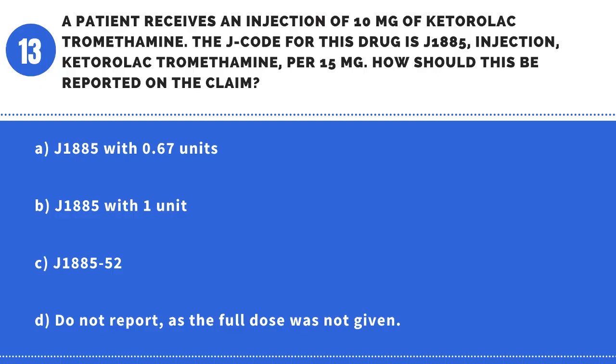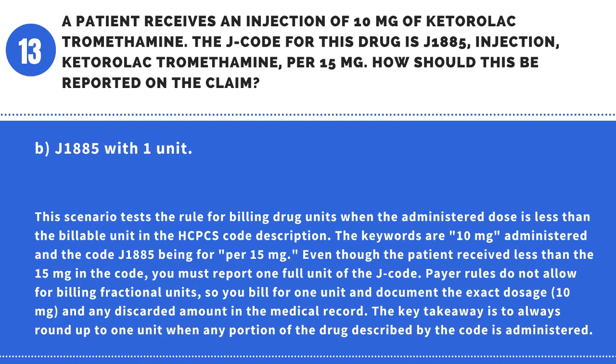J1885-52. D. Do not report, as the full dose was not given. Answer: B. J1885 with 1 unit. This scenario tests the rule for billing drug units when the administered dose is less than the billable unit in the HCPCS code description. The keywords are 10 mg administered and the code J1885 being per 15 mg.